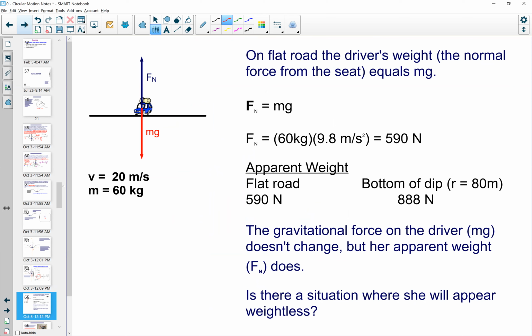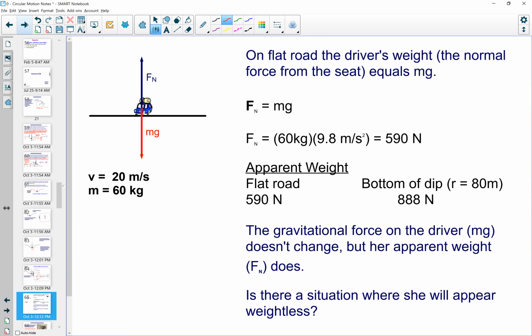So on a flat road, the driver's weight, which would be the normal force, is going to be equal to mg, because if it's on a flat road, the car's not accelerating up, the car's not accelerating down. Therefore, the normal force and the weight force would be balanced. They would be congruent. And if they're congruent, then the weight is the normal force in magnitude. And so if we use 9.8, you can see here it's 590.